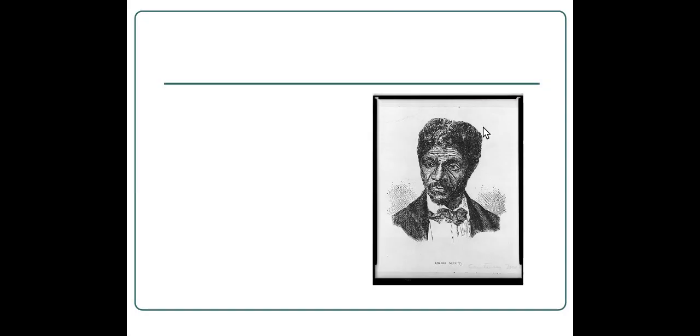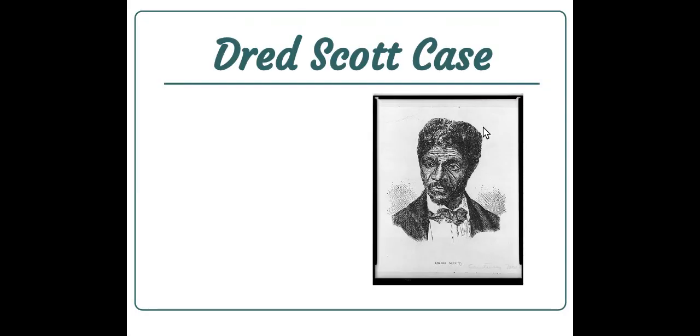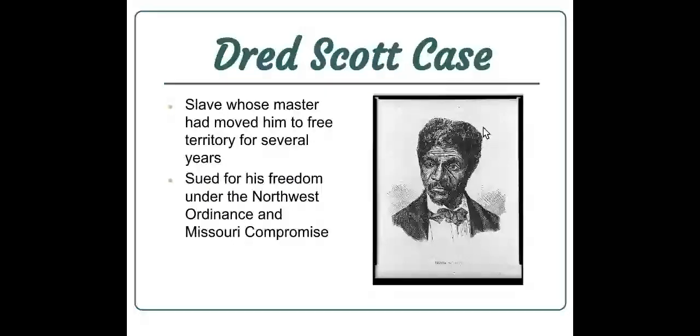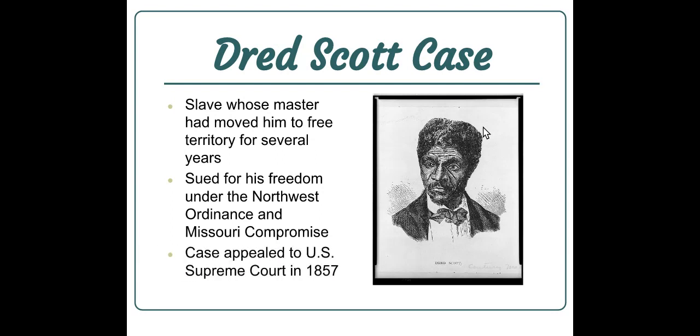The last thing I want to talk about is the Dred Scott case. Now, the Dred Scott case involved this slave, his name is Dred Scott, and he was moved to free territory, and he lived there under his master for several years. Under the Northwest Ordinance and the Missouri Compromise, he should have been a free slave. And so he sued for his freedom under the Northwest Ordinance. The case went through the court system, and it actually made its way up to the Supreme Court in 1857.